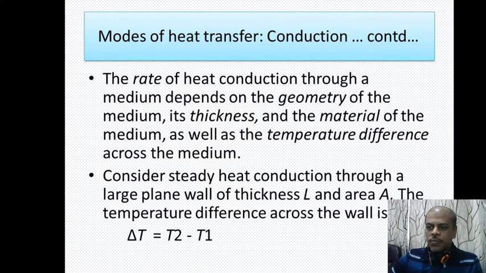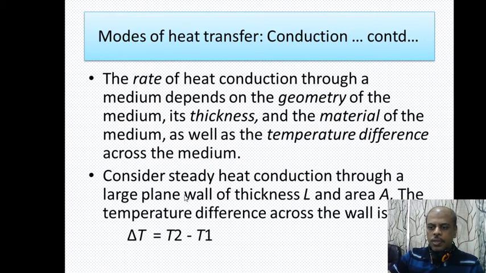So the rate of heat conduction through a medium depends on the geometry of the medium. Geometry of medium means if it is a plate, the thickness of the plate; if it is a sphere, then the radius of that sphere; if it is a cylinder, then the length and radius of the cylinder, or something like that. It may include thickness and all, and the material of the medium. Of what material that thing is made up of determines how heat will transfer, as well as the temperature difference across the medium, that is the potential difference. It has to be there, otherwise there will not be any kind of heat transfer.